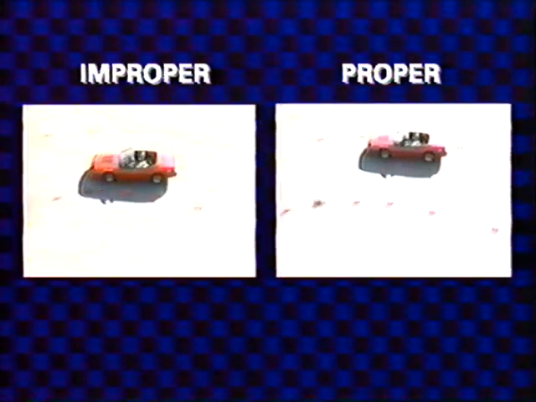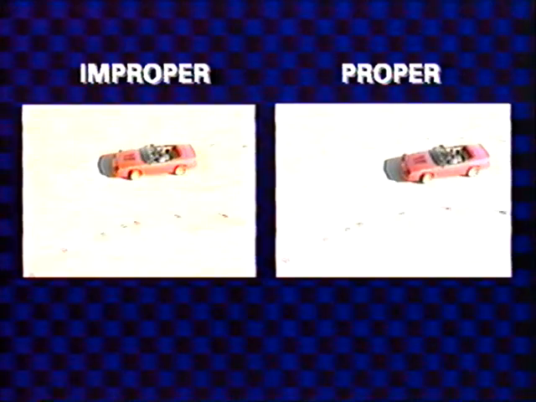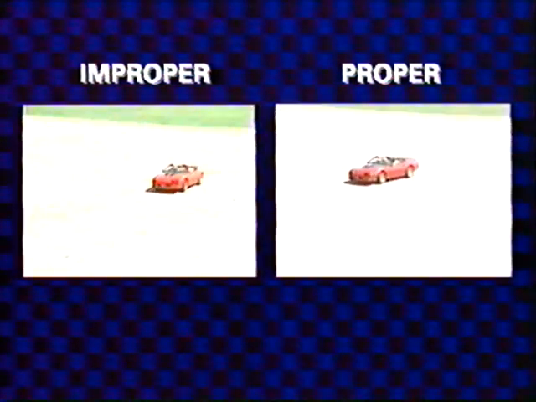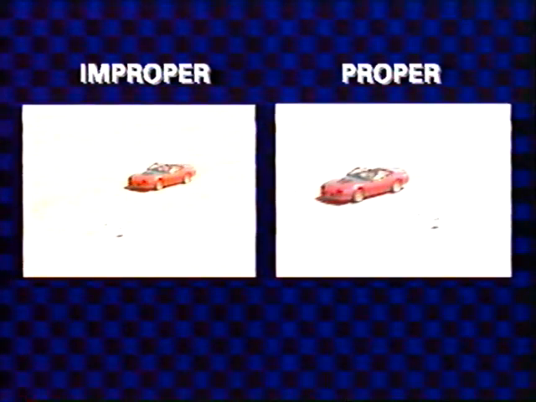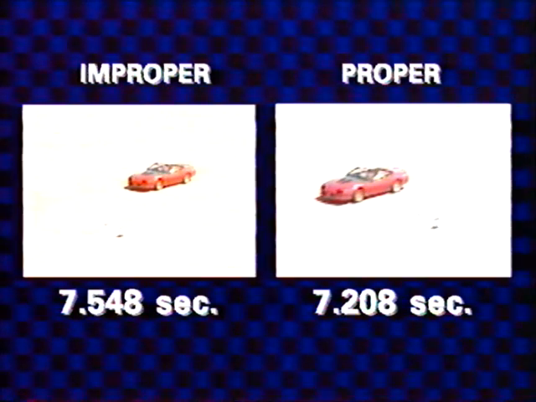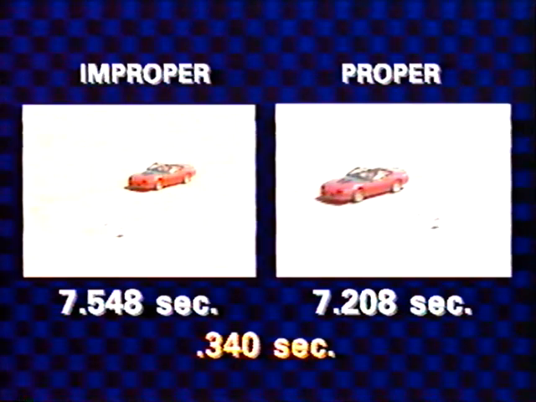The success or failure of a turn begins in the approach. For a late apex, we want to stay wide, and as the car negotiates the turn, see how much smoother a late apex can make the turn. Here's a comparison of times. The proper way, 7.208 seconds. Improper, 7.548 seconds, for a difference of 0.340 seconds.